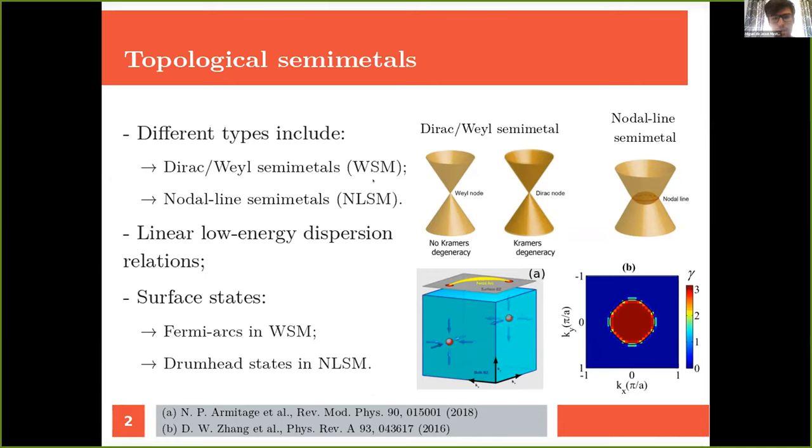Also nodal line semi-metals that we also have seen in Daniel's and John's talk, in which the valence and conduction bands touch along a line or a loop in the Brillouin zone. So the Fermi surface is one dimensional. Now around these nodal points or loops or lines, the energy dispersion relation is linear. And also these types of materials have surface states, which in the case of the Weyl semi-metals, the momenta of these surface states fall within arcs that connect both Weyl nodes. And in the case of nodal line semi-metals, we have these drumhead states where the momenta fall within the region bounded by the nodal loop, okay?